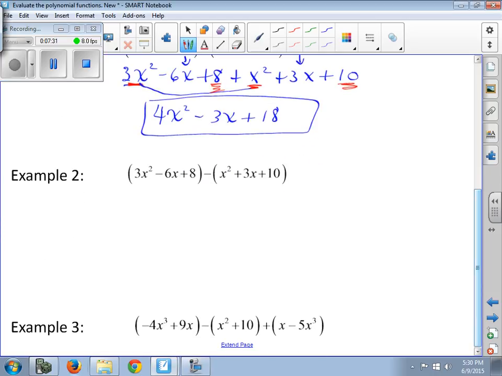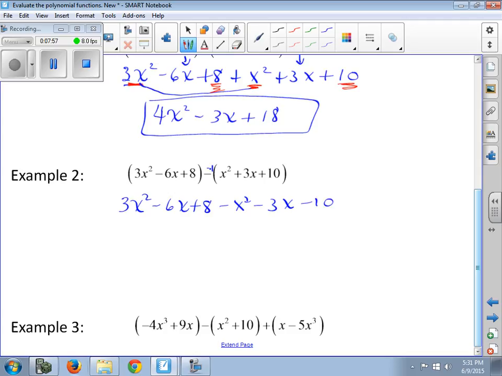Our second example. On the first group, we can take the parentheses off. There's nothing to distribute. But on this second part, we need to distribute negative 1, which means we get negative 1 times x squared, which is negative x squared, negative 1 times 3x, which is negative 3x, and negative 1 times positive 10 is negative 10.